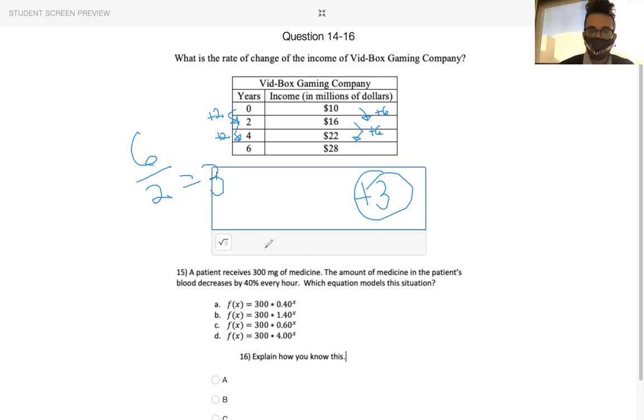Patient receives 300 milligrams of medicine. Amount of medicine in the patient's blood decreases by 40% every hour. So starting with 300, it's decreasing by 40%. So 100 minus 40 leaves us with 60. Sorry, should say decreases by 40, but leaves 60. So C makes the most sense. 300 is our starting term or initial value. Our constant change factor in this case is 60.